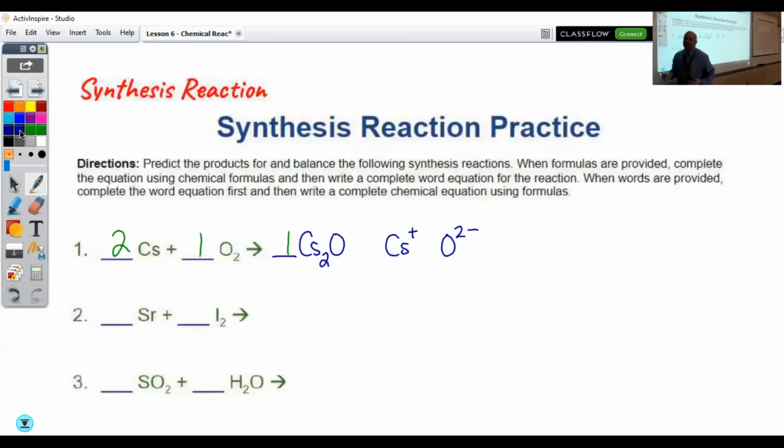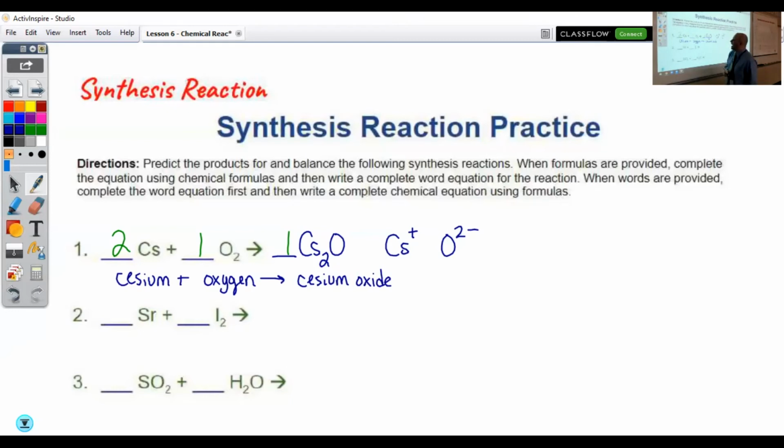And then finally, and this is the part that I would like as many of you as possible to fill in for me, we're going to have cesium plus oxygen forming cesium oxide. So cesium plus oxygen forming cesium oxide.